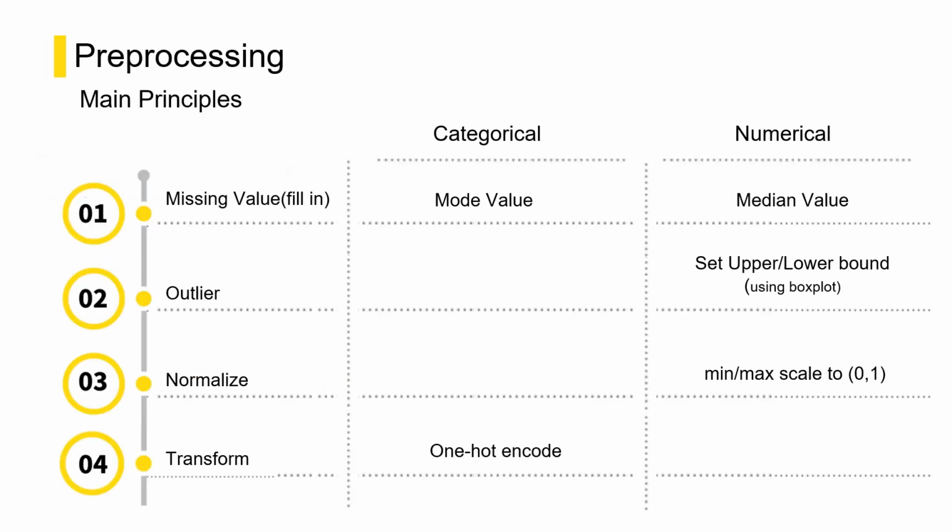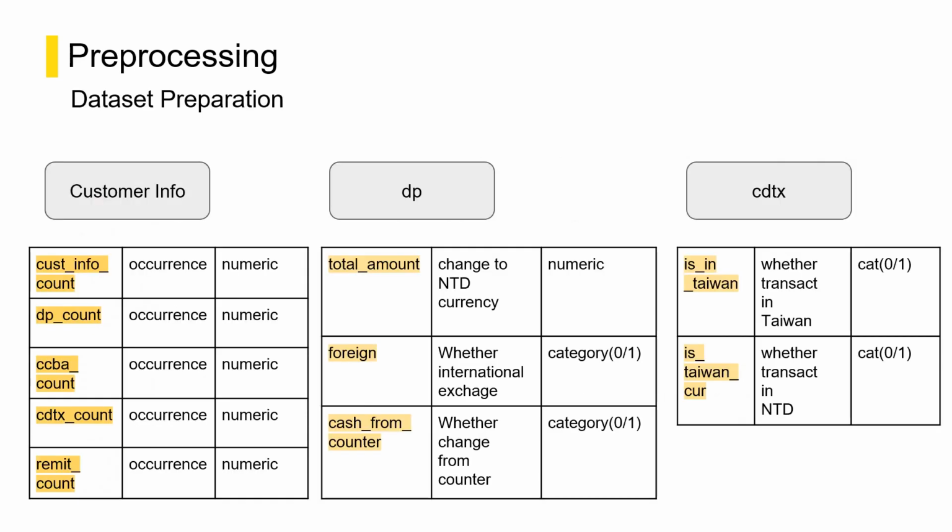And as we have mentioned, this is our pre-processing. We define our data as categorical and numerical. You can see there are 4 kinds of situations, and we use different methods to fill in missing values, handle outliers, normalize, and transform data. And with the process, you can see these are examples of our processed data in customer info, DP, and CDTX.